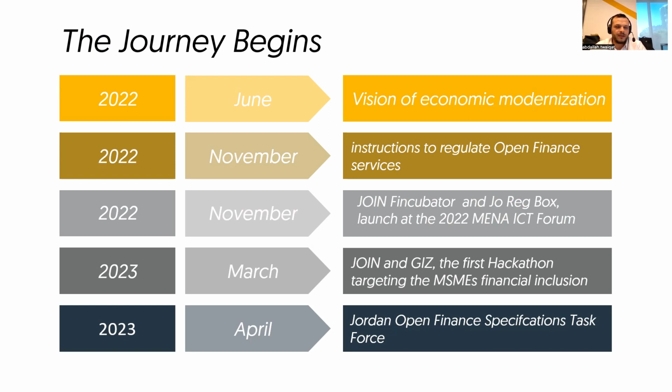After that, in November, the Central Bank of Jordan issued the instructions to regulate the open finance services. The first outcome from the vision of economic modernization was the instructions from the Central Bank of Jordan. Those instructions are now under revision. They were very generic for the implementation itself and how the banks need to do it. But here in JoPACC, we started to dig deep into open finance a long time ago, even before the vision of economic modernization.